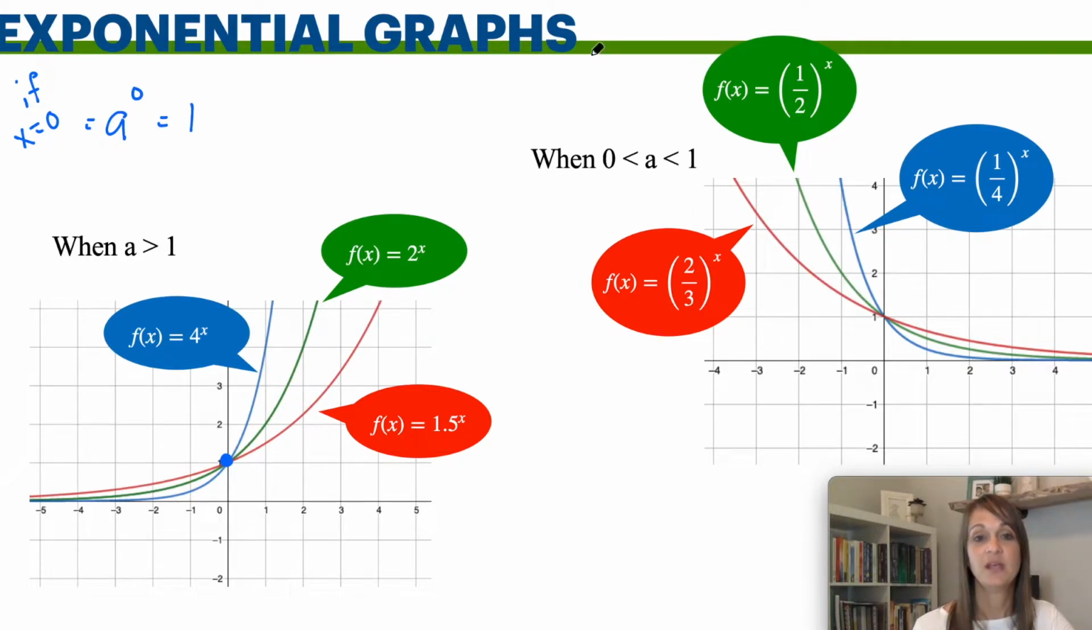And then depending on how large the base is, that determines how exponentially the graph is going to rise. Now, if a is a fraction between 0 and 1, for example, 2/3, 1/2, 1/4, this will happen. Again, they do cross at 0, 1 because even when we have 1/2 raised to the 0 power, it is still going to be the number 1.